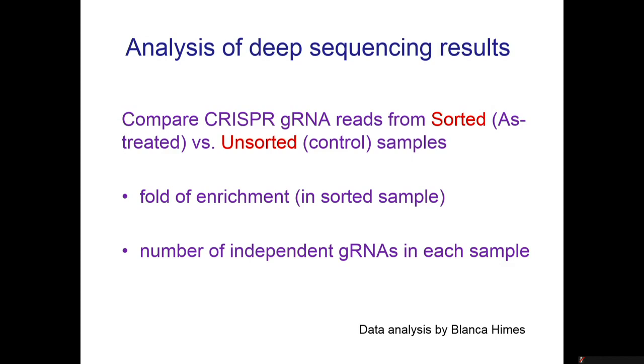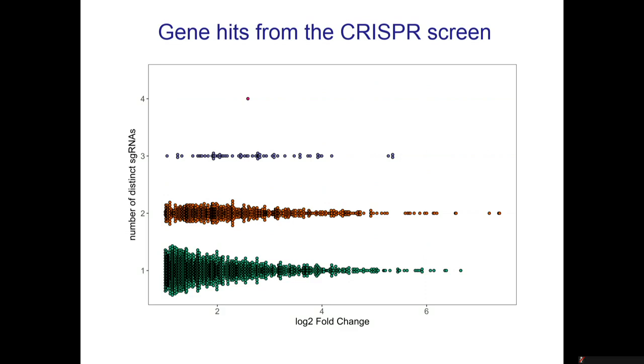As Chris also mentioned, this library has 6 guide RNAs per gene, 4 guide RNAs per microRNA. So you look for the number of independent guide RNAs in each analysis, because multiple independent guide RNAs will increase confidence for that hit. So here is how we organize the data. Each dot is 1 gene, the average of 6 guide RNAs. This is the fold change, how much they got enriched. And this is the number of guide RNAs.